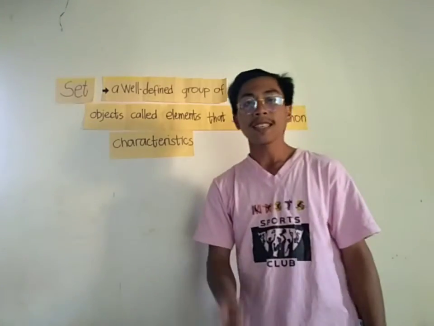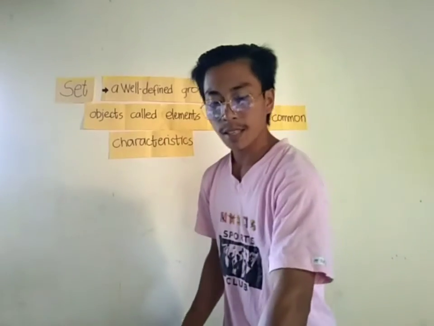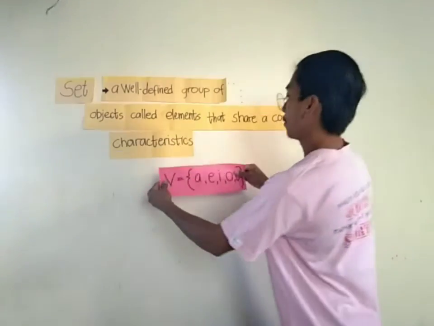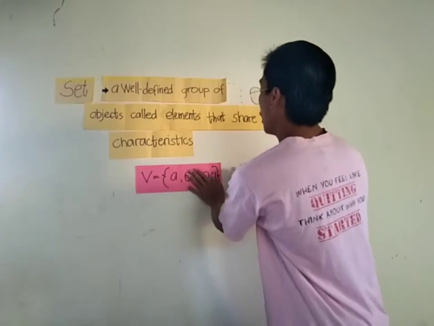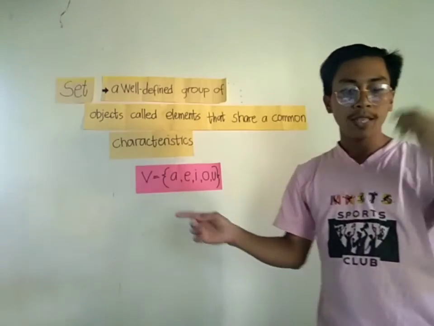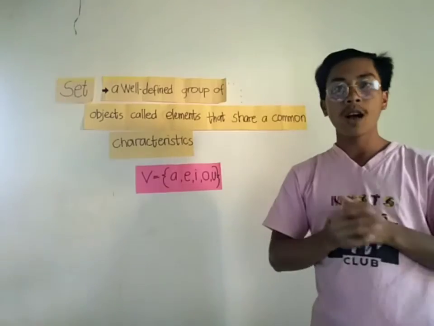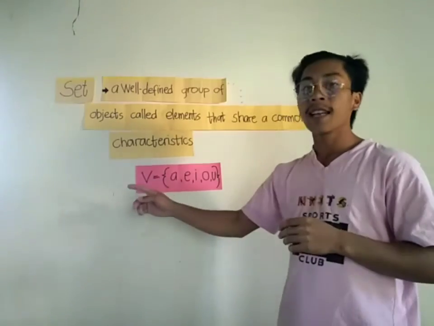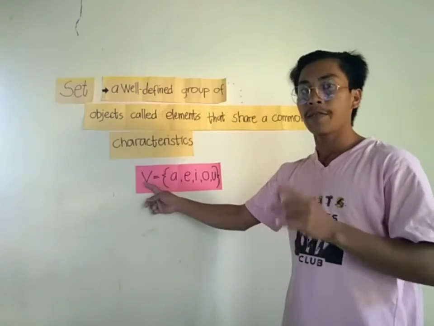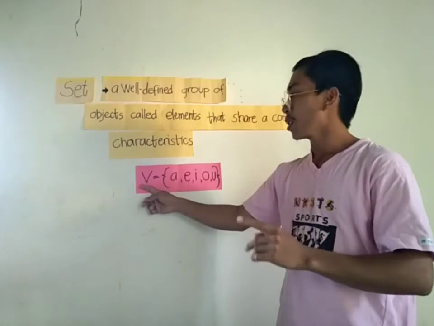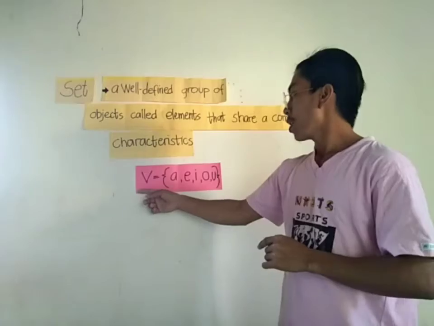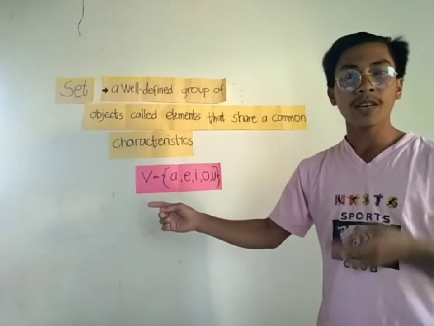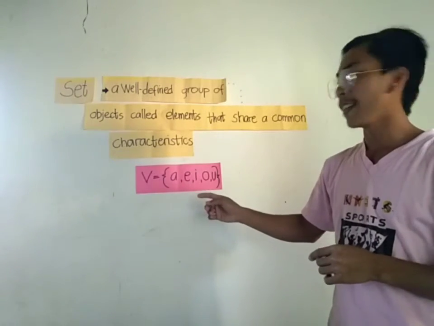The set is named using capital letters. This is how we write the set or how to group. For example, a set of vowels. To determine that our set is vowels, we use the capital letter V, starting from the word vowels. Next, inside the set are lowercase letters, which denote the elements of the set.